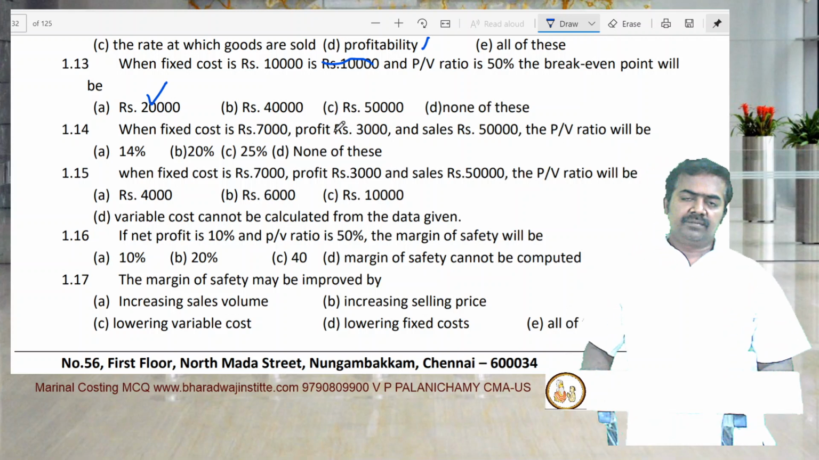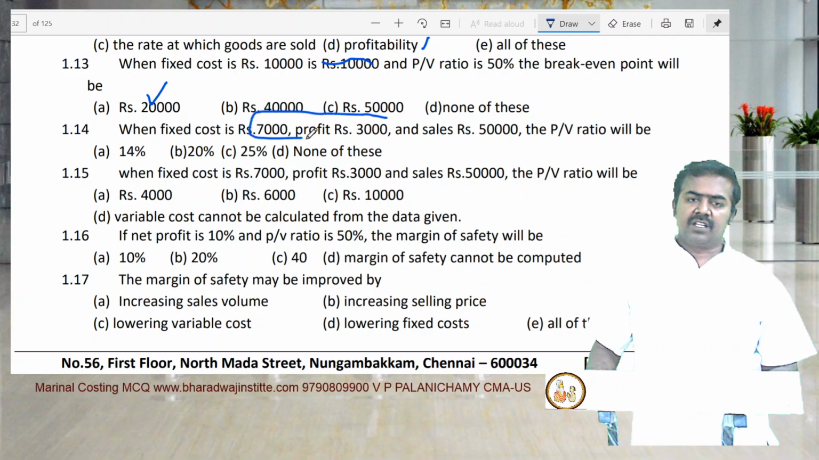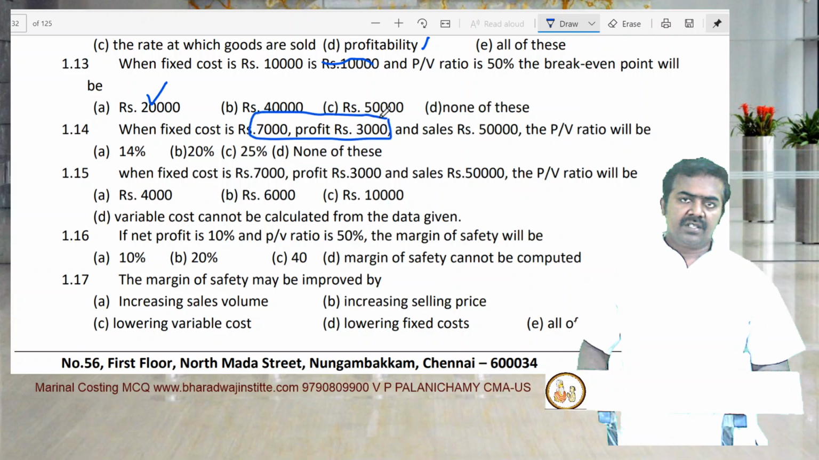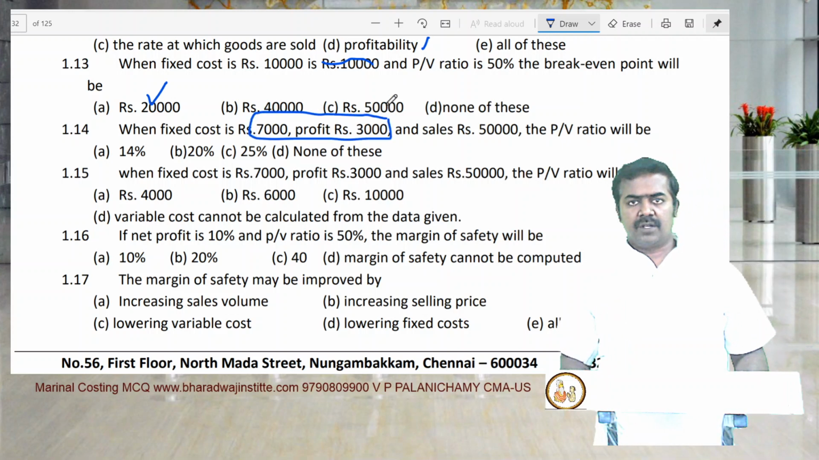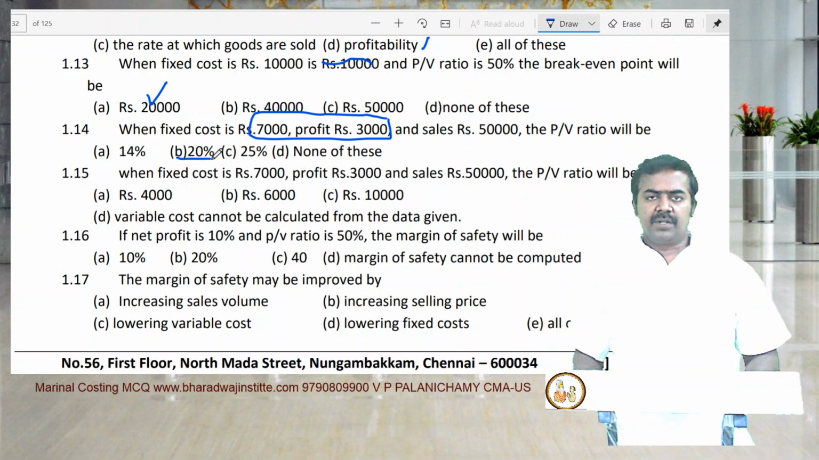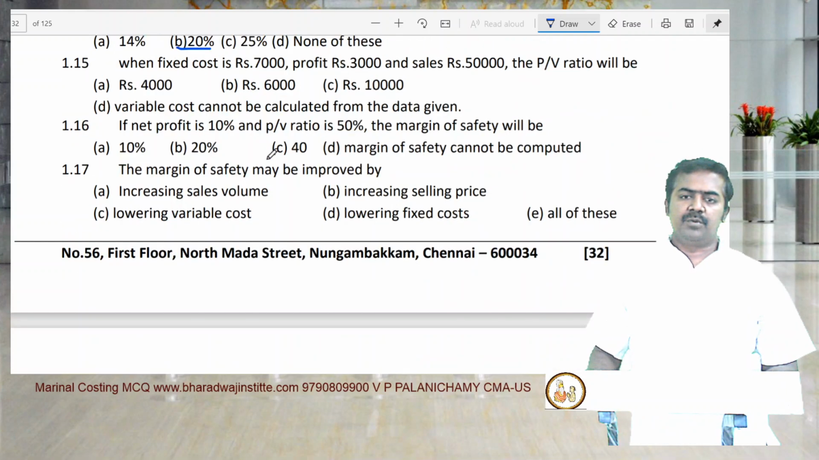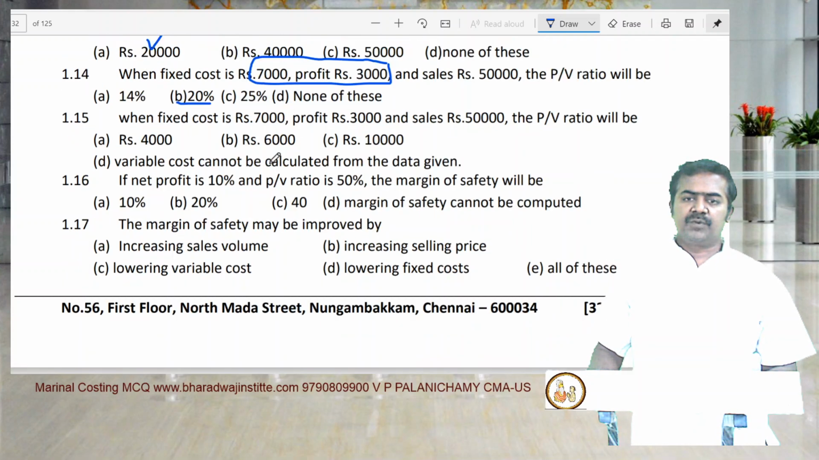How to work out? Contribution by sales. Contribution is nothing but fixed cost plus profit. 7,000 plus 3,000, 10,000. 10,000 is contribution divided by sales, 50,000 into 100, will give us 20%.